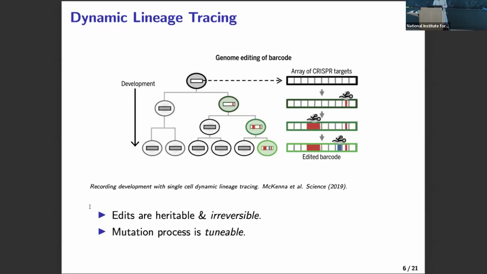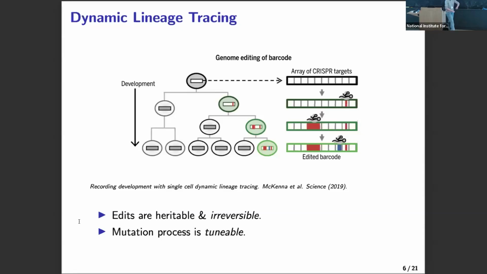A few things to point out here: the edits are heritable and they're also irreversible. This is a really nice property of this CRISPR machinery, that once a site has been edited, it cannot be targeted again. We can have things go wrong, we can have masking or dropouts, but we do have this really nice property of irreversibility. Another nice thing about these engineered constructs is that they're very tunable.